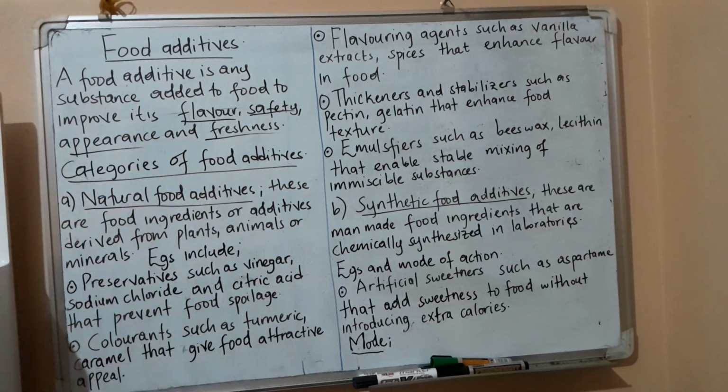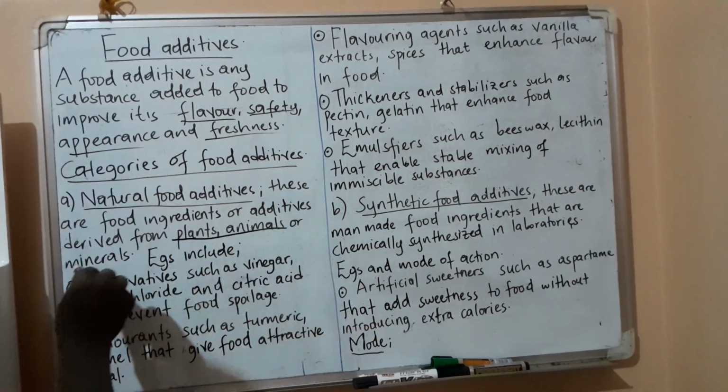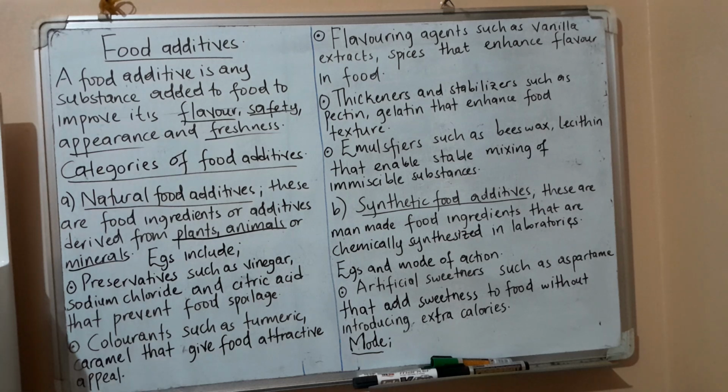And there are two categories of food additives. We have the natural food additives, which are food ingredients that are not man-made. They are got from plants, animals, or minerals. So they are not synthesized by man, but they are just extracted from things that are God-made. So we have the following examples of food additives.